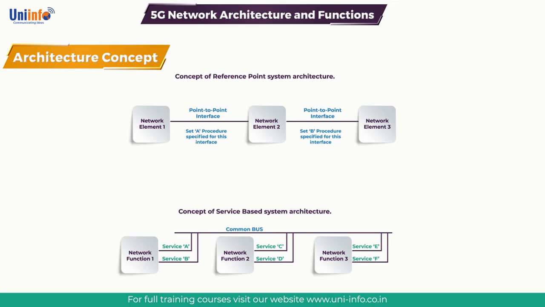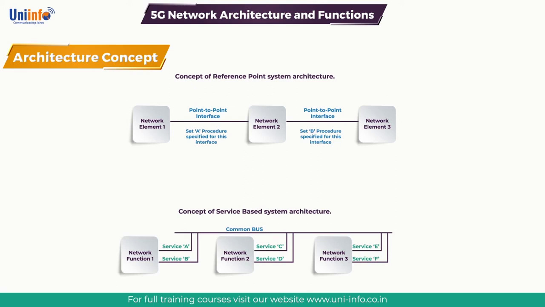The service-based architecture replaces the set of network elements with a set of network functions (NF). Each network function can provide services to other network functions. That is, each network function is a service provider. The point-to-point interfaces are replaced by a common bus which interconnects all network functions. Services are specified for the network function providing them rather than for each pair of providing and consuming network function.